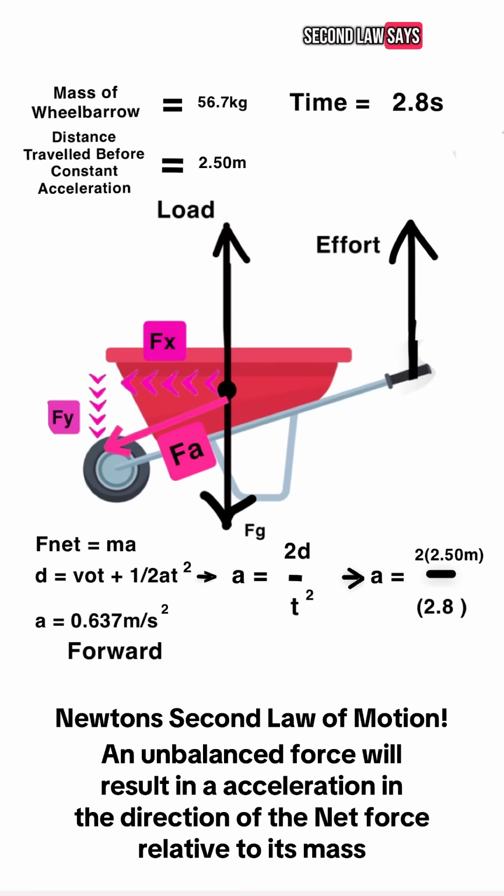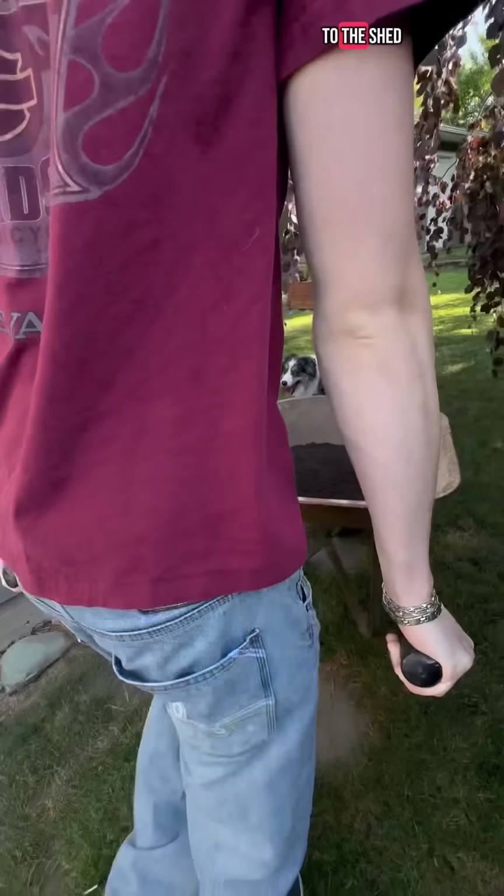It's accelerating. Newton's second law says force equals mass times acceleration. My push must overcome friction and gravity's effect on the handles to move it forward. Solving for acceleration, we can see that it is 0.637 meters per second squared forward. Now it's time to take it to the shed.